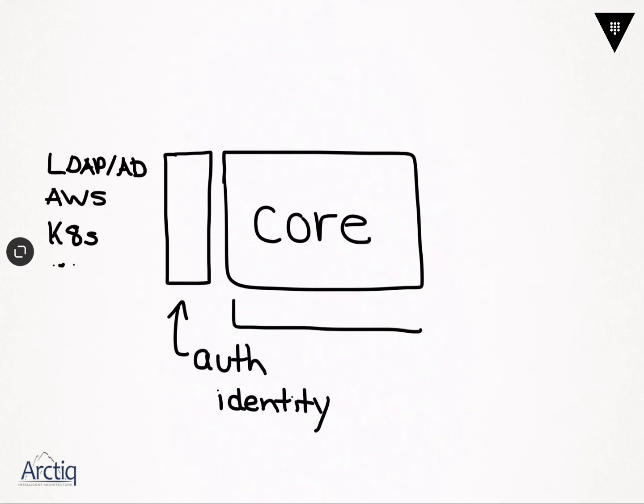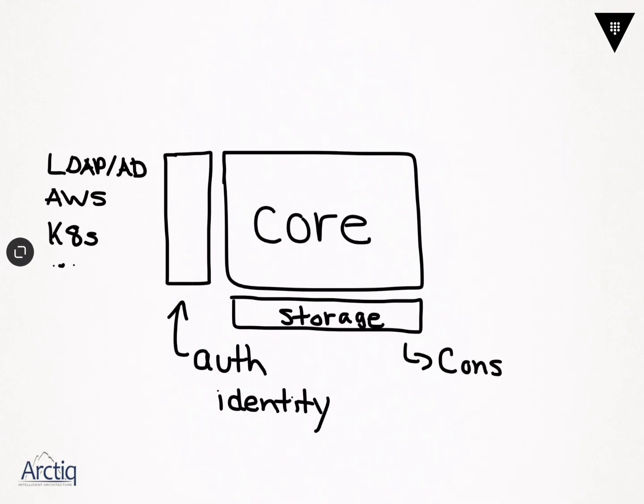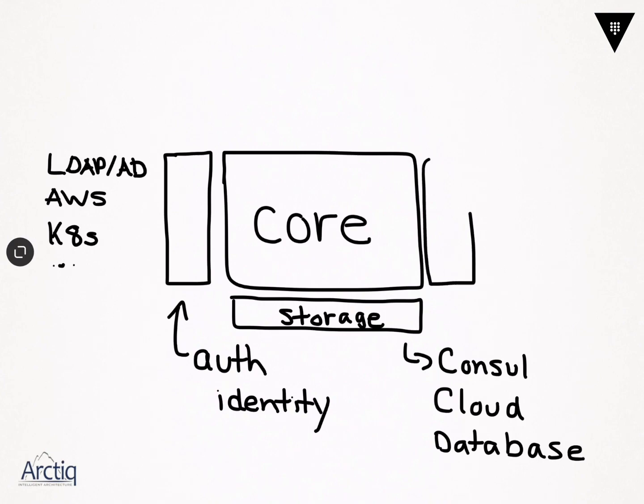The next piece is storage. Vault needs to persistently store the data it keeps and is flexible when it comes to choosing a storage backend. You can use Hashicorp's own Consul or something like a managed service such as a Google Cloud Storage bucket or a database.